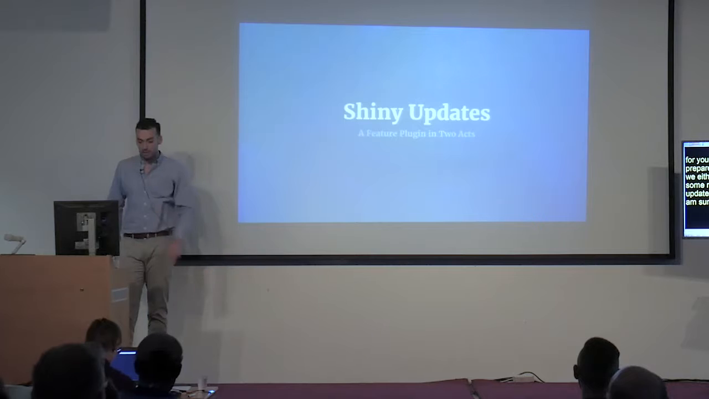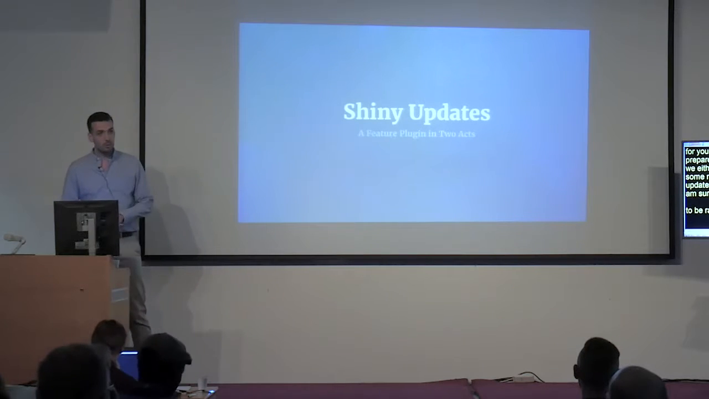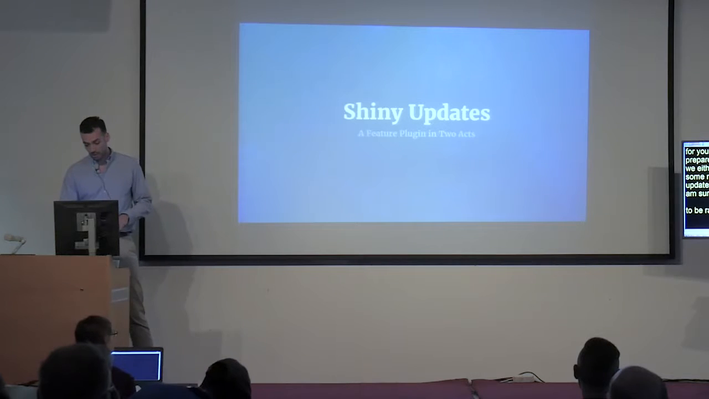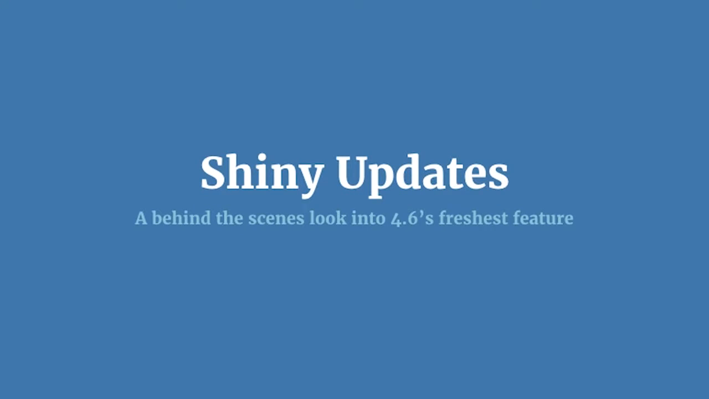So Shiny updates has been, or is going to be, rather, a feature plugin in 2x, like I say on the screen. You could also say it is the freshest feature of WordPress 4.6 coming up in August of this year. WordPress 4.5 is in its final days of the release cycle. Actually, the picture of the beer with the cat, I shot that at Mike Schroeder's house when we were working on the release candidate for 4.5 a couple weeks ago. So 4.5 is scheduled to drop next Tuesday, April the 12th. And after that, 4.6 is coming up next.